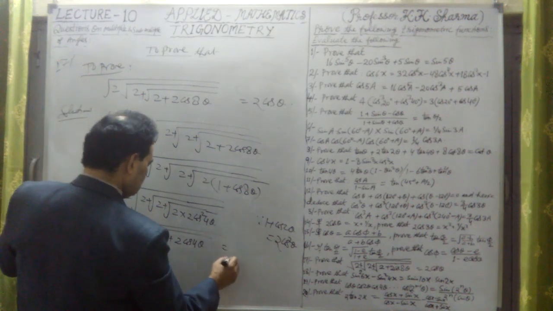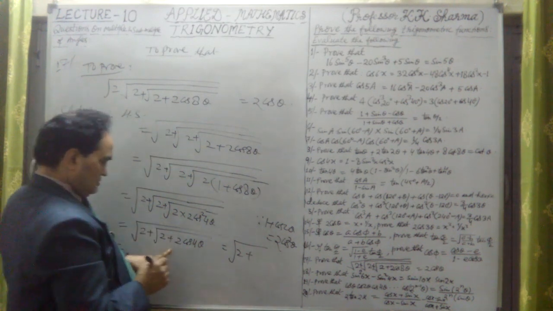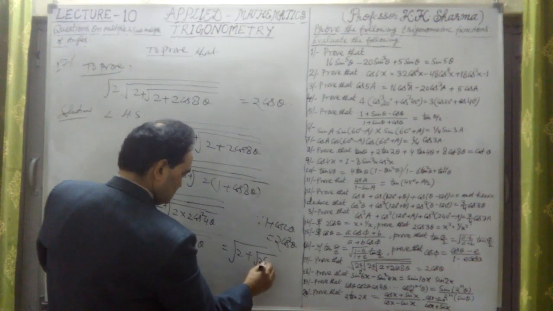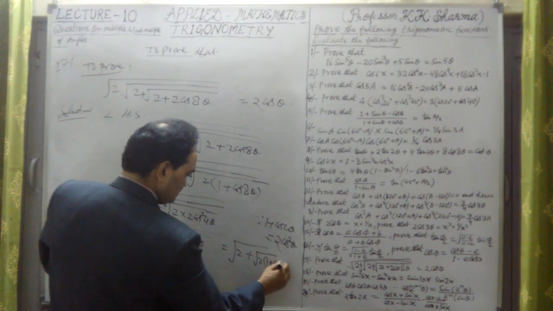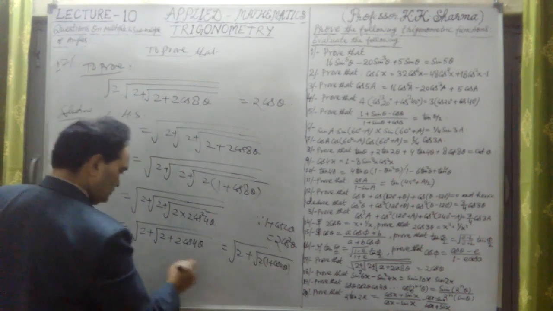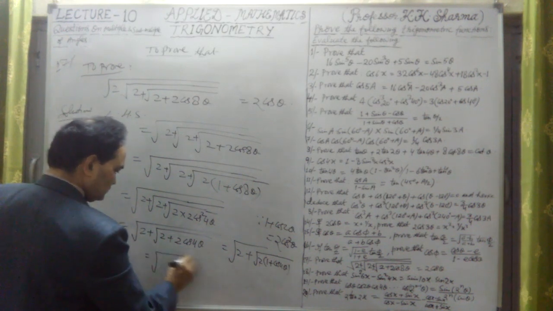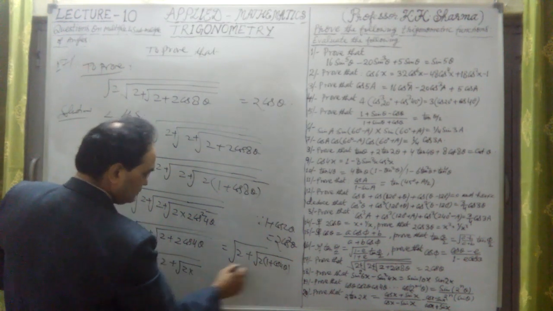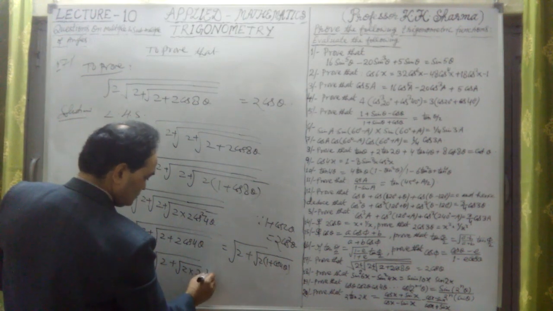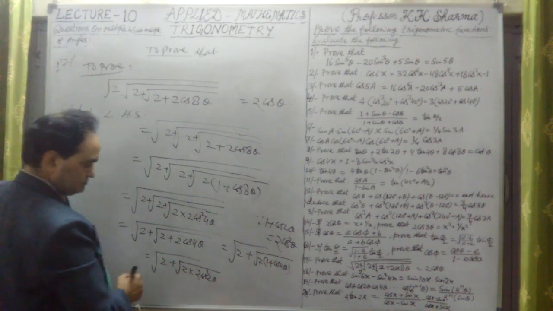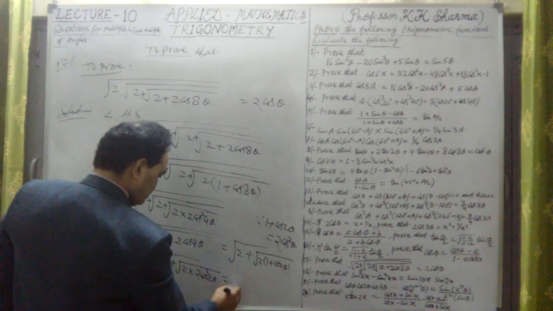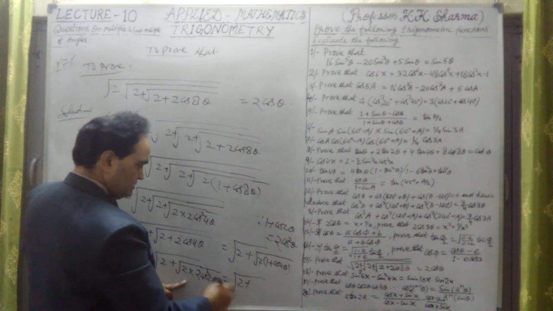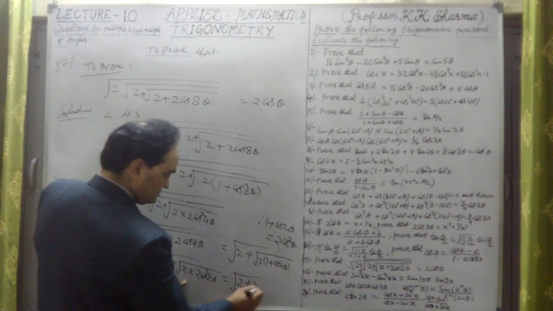Again we have taken 2 common. This will give us 2 plus, from inside under this root, 2 if I take common, it will be 1 plus cos 4 theta. Inside, 1 plus cos 4 theta is 2 cos square 2 theta under the square root, multiplied. So this will give us further 2 plus, out of this 2 into 2, 4 will come out as 2. Cos square 2 theta means cos 2 theta.